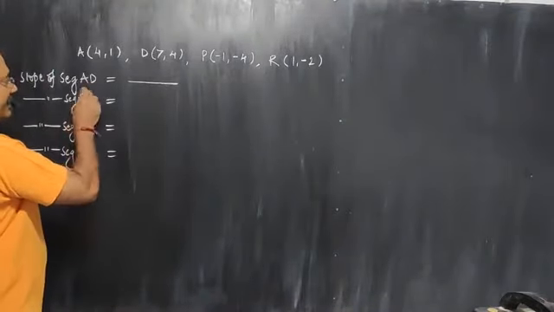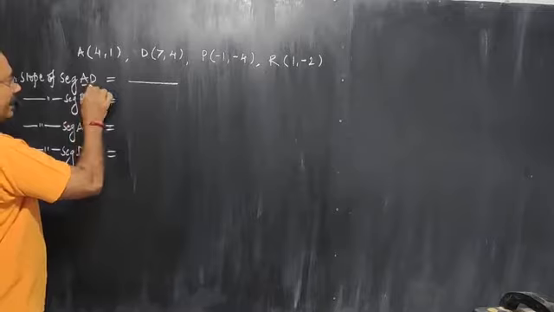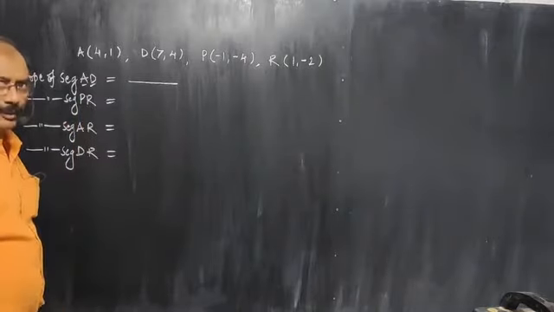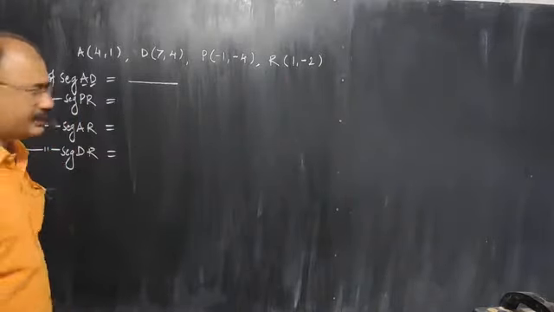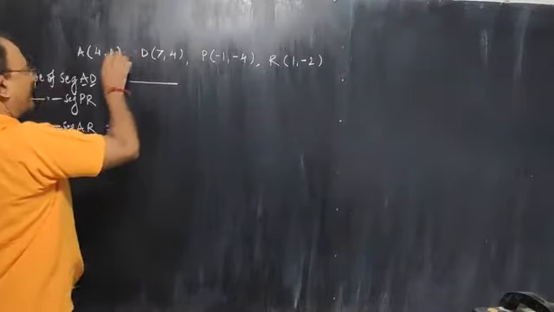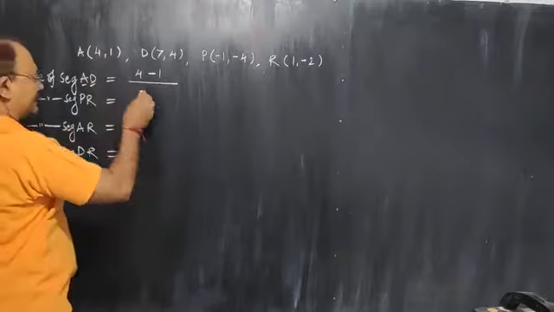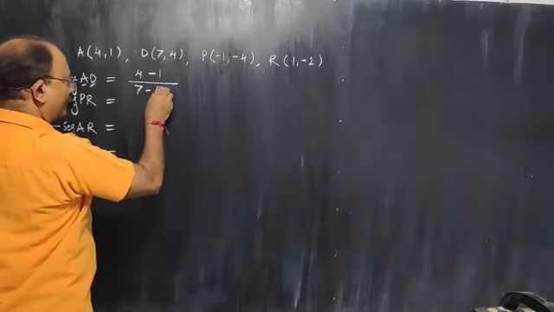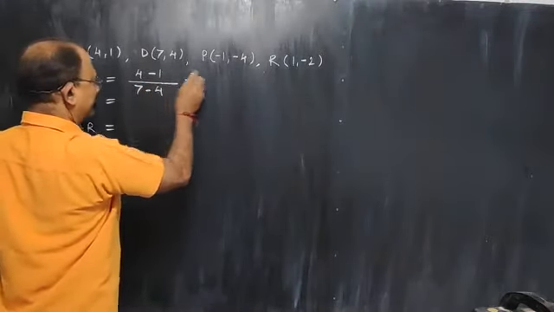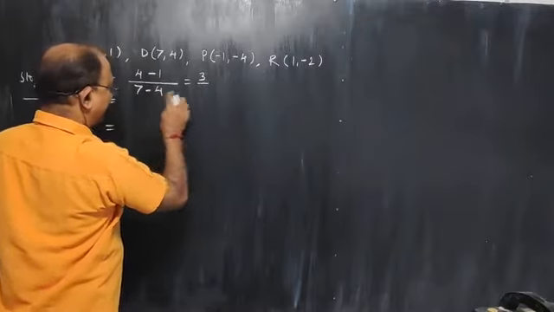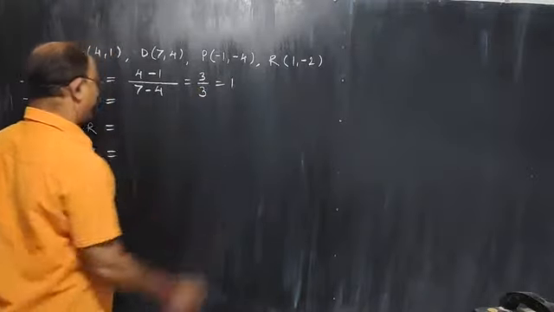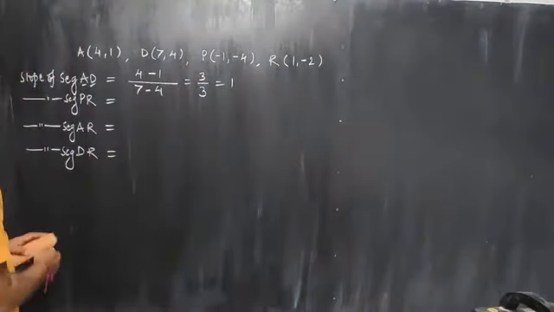AD. So I have to use point A and point D and then apply the formula y2 minus y1 upon x2 minus x1. So 4 minus 1 upon 7 minus 4. So this is 4 minus 1 is 3, 7 minus 4 is 3. The slope is 1.